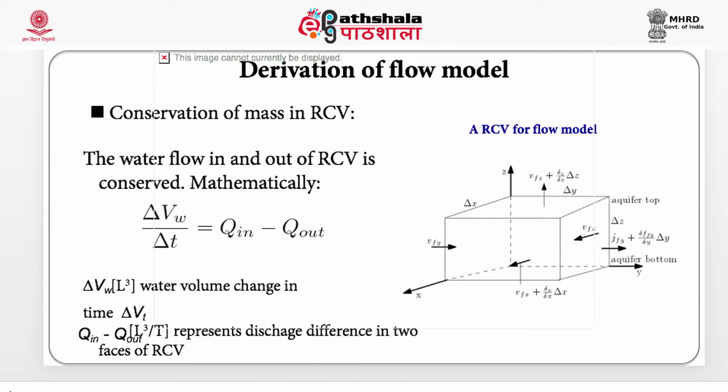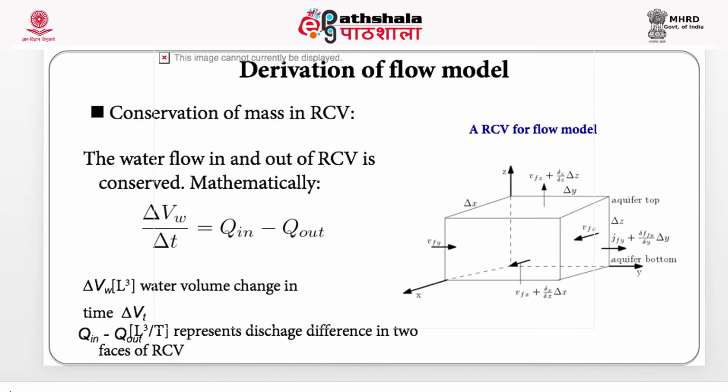Likewise, we can also obtain Q out. Q out, if you see the RCB model, is basically the quantity that is coming out, and if you see along the y direction, it is Q, V Fy plus delta Fy by delta y times delta y. So what we do in the derivation is that we sum up all the amount of water that is exiting from each side of the cube and sum them together.